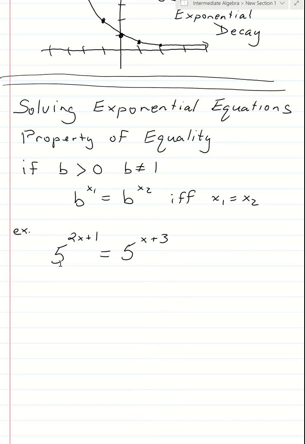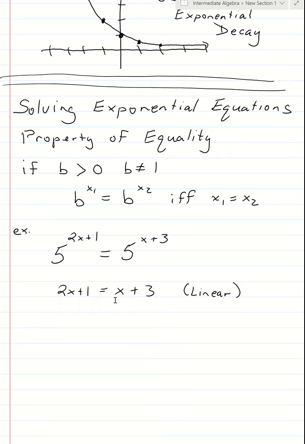Let's look at our bases first of all. The number is 5, and since the number 5 is a number greater than 0 and it's not equal to the number 1, what we'll be able to say is that 2x plus 1 has to equal x plus 3. So now what we have done is we have turned this into a linear equation. By getting rid of those bases now, because the bases are the same number, numbers that are greater than 0 and not 1, we'll be able to now just ignore those bases and work with the exponents, because that's what the property of equality tells us.